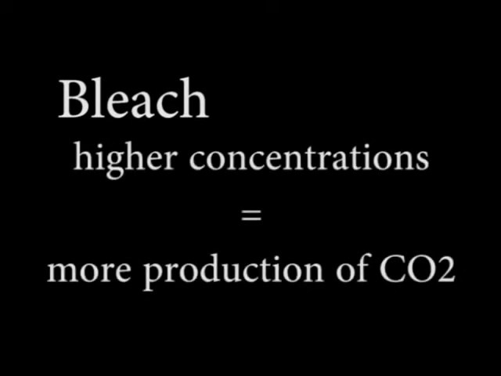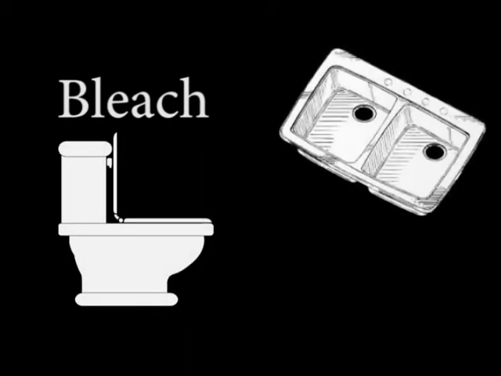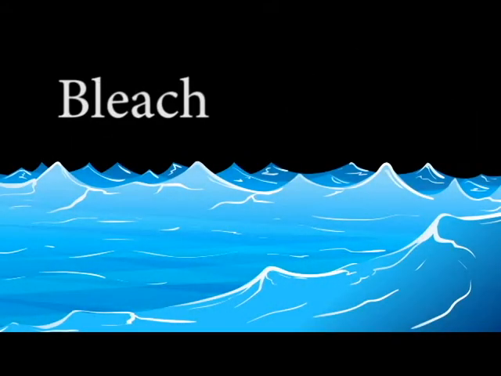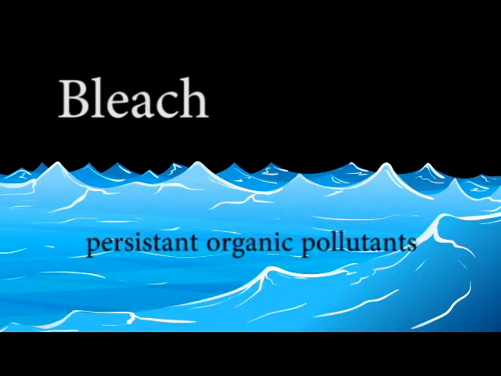Studies showed that indoor air concentrations significantly increase during the use of bleach-containing products. A higher concentration equals more production of CO2. The bleach is used to clean the toilets and sinks in Richard Montgomery, which travels down the drainage. Once released into bodies of water, chlorine in the bleach will react with other minerals and elements to produce a series of toxins.